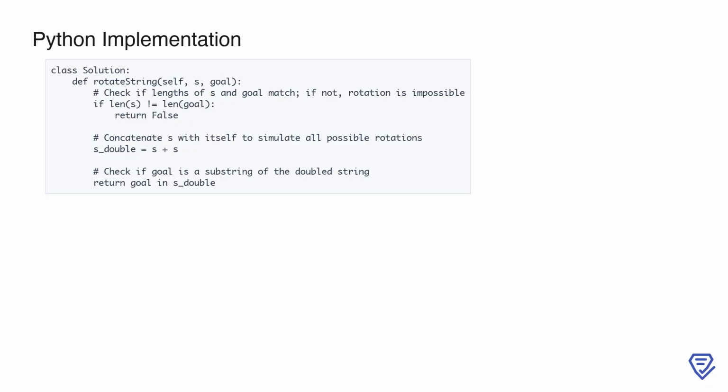Otherwise, we return false. This approach is efficient due to the substring check, which operates in O(n) time complexity, where n is the length of the strings. The overall space complexity is also O(n) due to the creation of the doubled string.